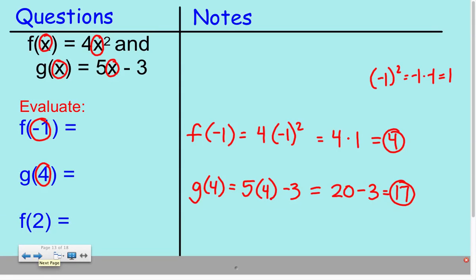And last, f of 2. So if I've got 2, I'm going to plug it into both the x's in my problem. f of 2, remember that's just a fancy way of saying y equals 4 times 2 squared. So exponents first, 2 squared is 4. 4 times 4 equals 16.